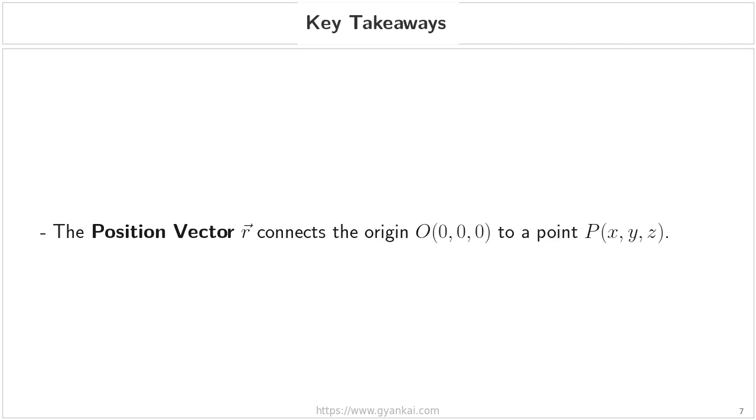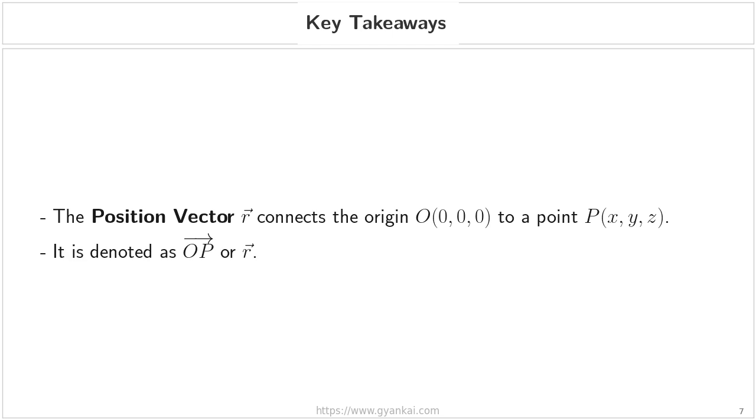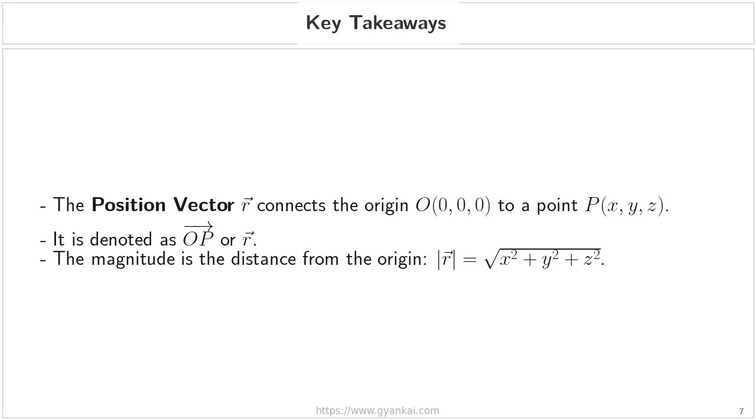Key takeaways. First, remember that the position vector, which we denote as r, is essentially the bridge that connects our fixed reference point, the origin O with coordinates 0, 0, 0, to any specific point P with coordinates x, y, and z. Second, keep your notation consistent. You can write this vector as OP, which explicitly shows the path from the origin to the point, or simply use the shorthand r.